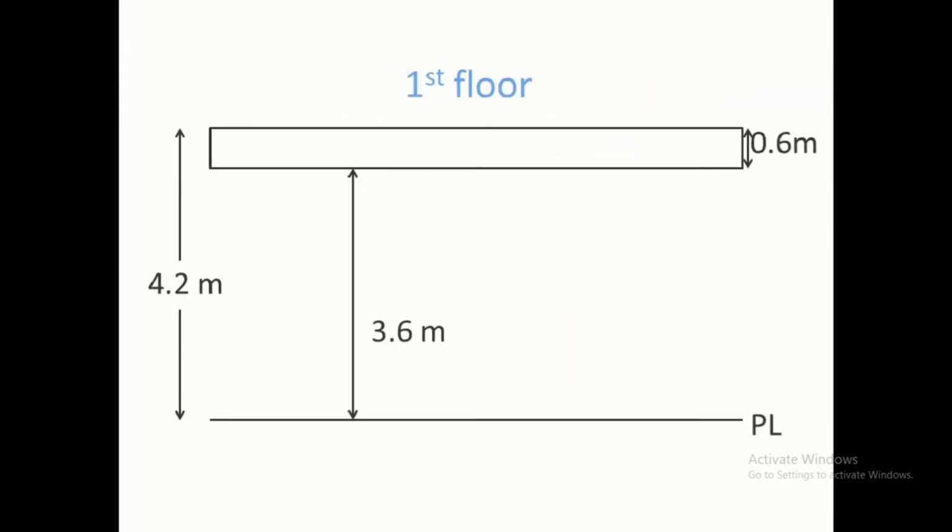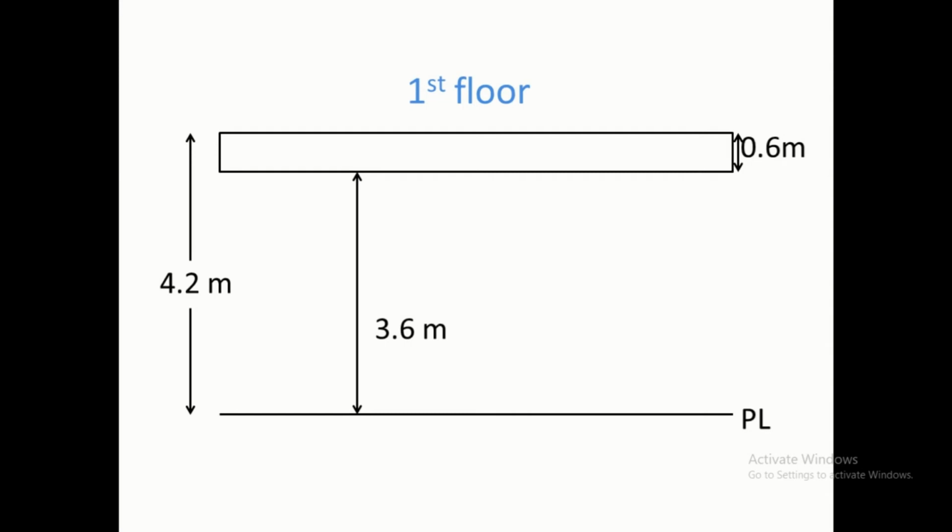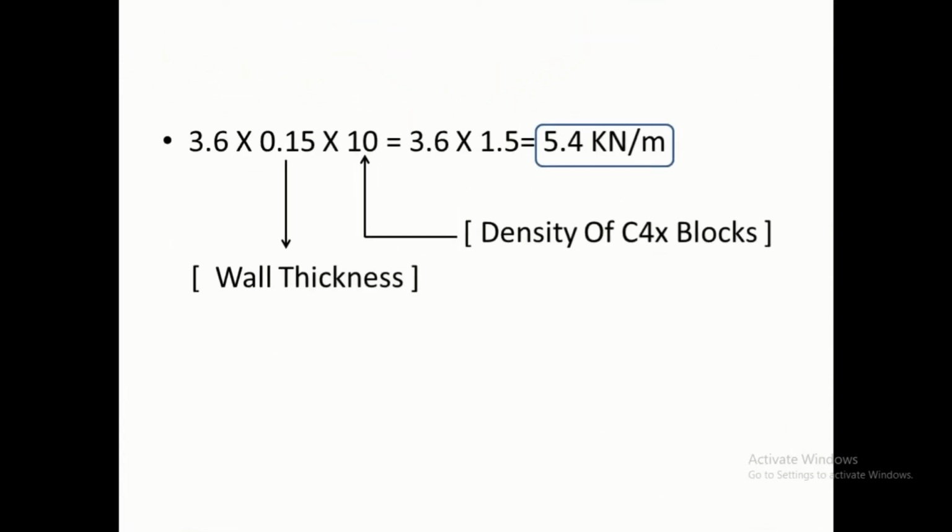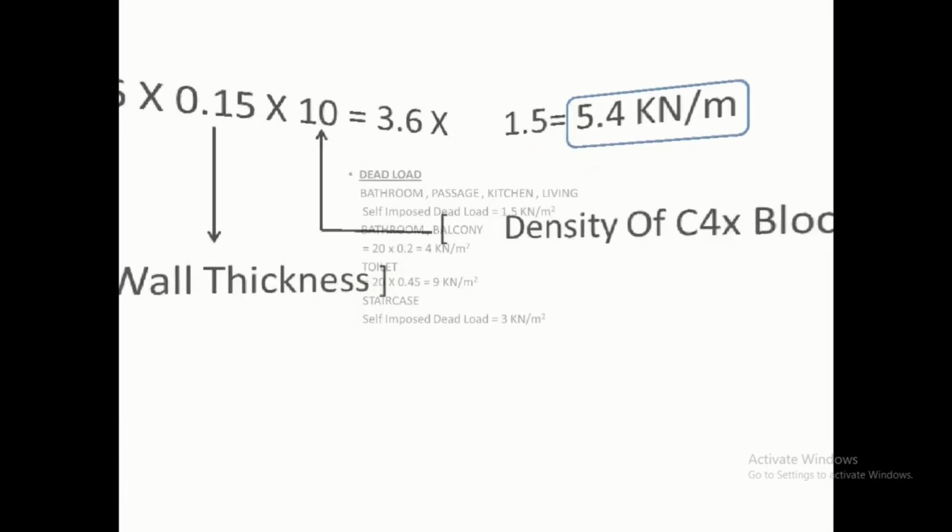Next, plinth height is generally considered as 1.2 to 1.5 meter. In my case it is considered as 1.2 meter. Therefore the load coming on the plinth beam will be 4.2 meter minus 0.6 meter, which is equal to 3.6 meter. Therefore 3.6 into 0.15 into 10, that is 3.6 into 1.5, is equal to 5.4 kilonewton per meter, where 0.15 is the wall thickness and 10 is the density of C4X blocks.